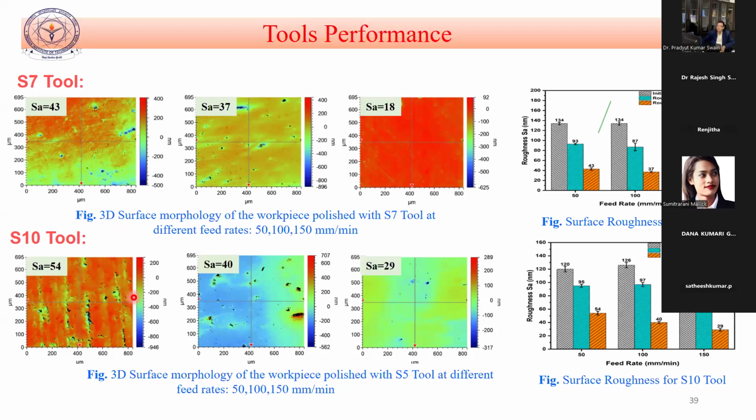That means if we are reducing the undeformed chip thickness, there is higher plowing. And the undeformed chip thickness is related to our feed, so more feed means more undeformed chip thickness. More undeformed chip thickness means we are decreasing the chances of plowing. If we are decreasing the effect of plowing, then obviously surface roughness will be better and better. Therefore, we obtain better surface roughness in the case of higher feed.